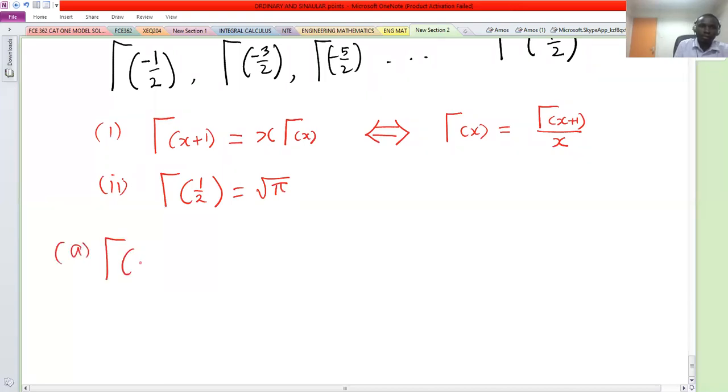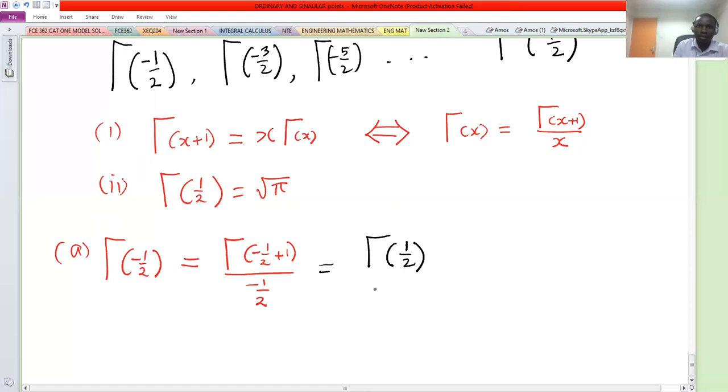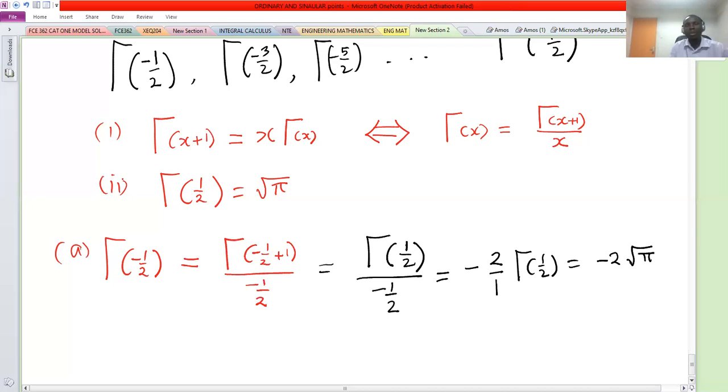So gamma of negative a half, we are going to make use of this property. If our x is negative a half, it will be the same as gamma of negative a half plus 1 divided by negative a half. And when you work this out, this will give us gamma of a half divided by negative 1/2. And then this is the same as negative, the reciprocal of this one is 2/1, multiplied by gamma of a half, which is the same as negative 2 square root of pi, because gamma of a half is root pi.